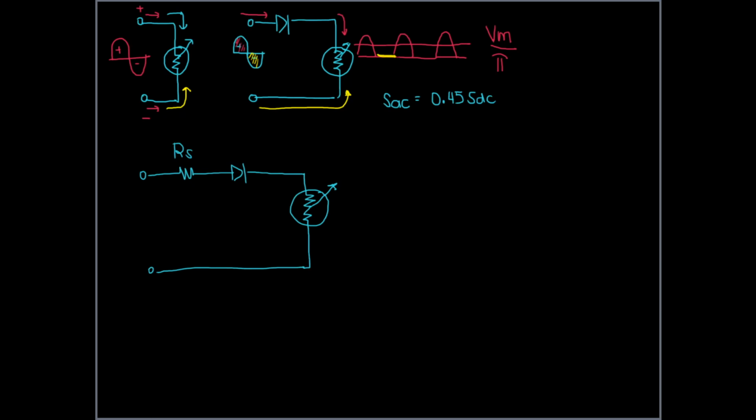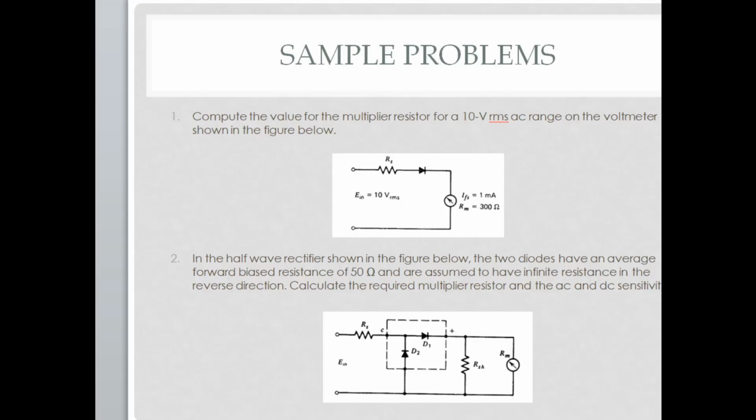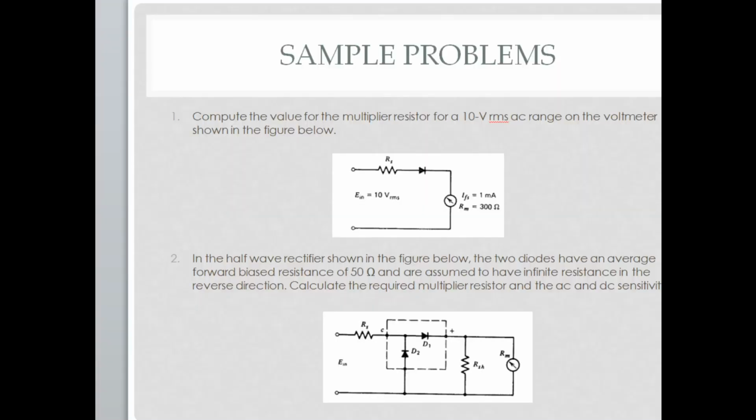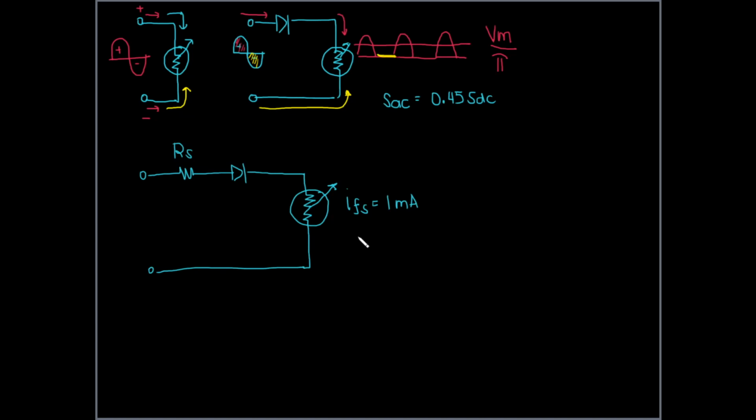Some specifications of the meter movement were given already. And what are those? Let me check. We have the full scale value, which is 1 mA, as well as the meter movement resistance, which is 300 ohms.